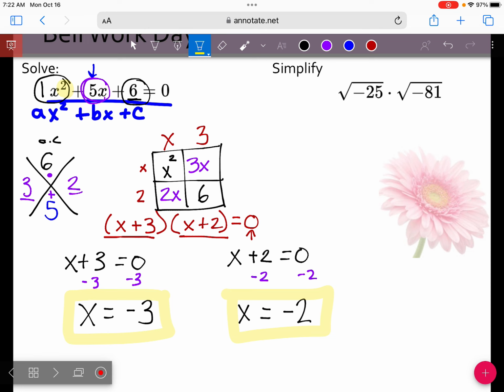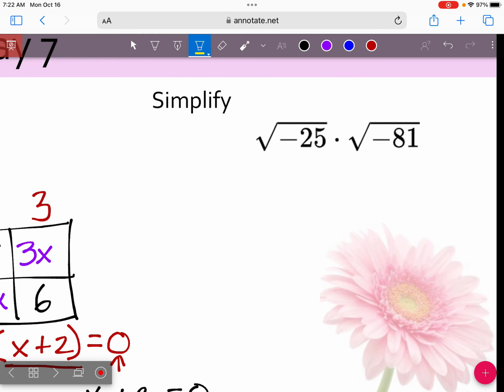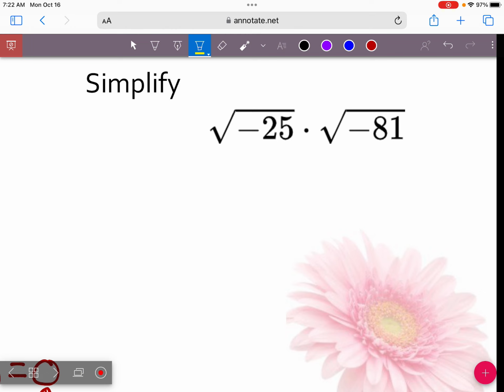Questions on those ones? Okay, because factoring is going to come back up today. We are going to continue with the factoring stuff. Let's look over here at this one, our imaginary number stuff.